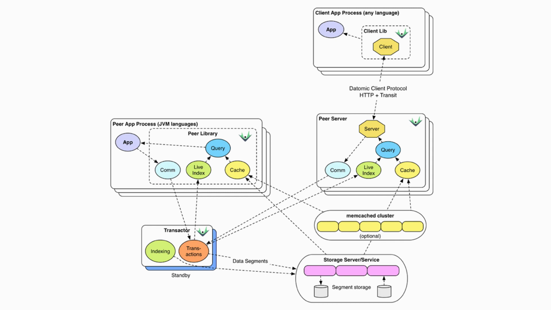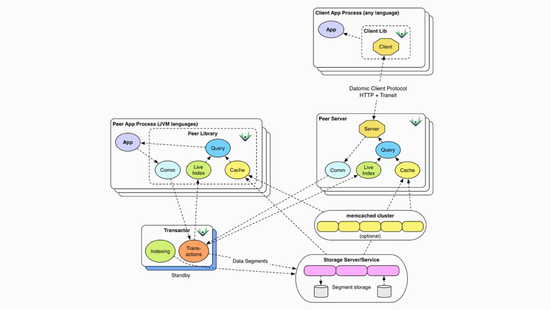There is the peer library. The peer library is a jar file that you put in a JVM-based application that gives you in-memory access to query. So you can do query and pull and indexes and all that at memory speeds, which for certain kinds of problem domains is stunning, right? Because it takes an RPC hop out of your overall architecture.